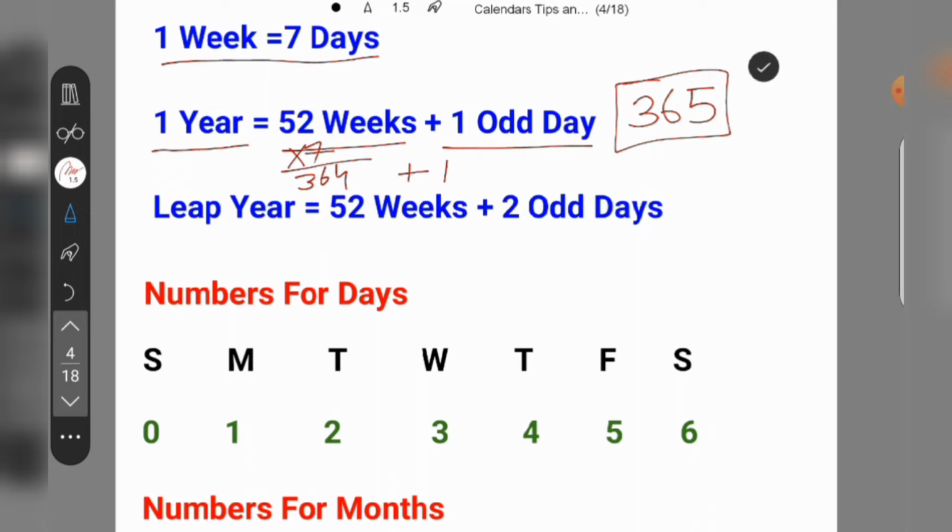Similarly, coming to a leap year, there will be one more day added, that is February 29. So the leap year can be written as 52 weeks plus 2 odd days. Okay, so till here it is clear, right?